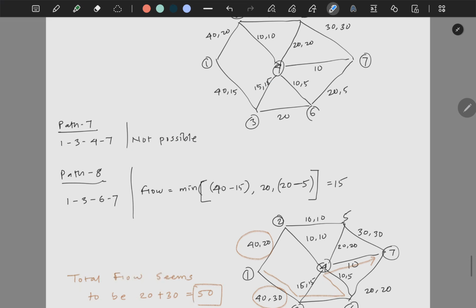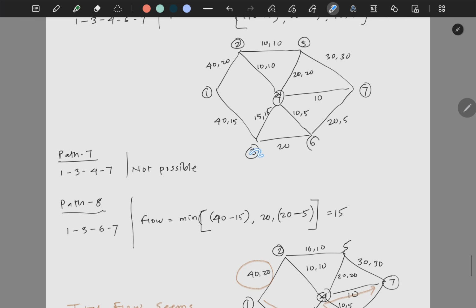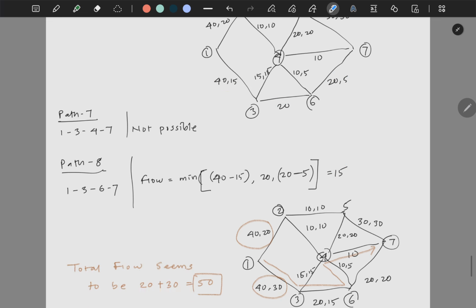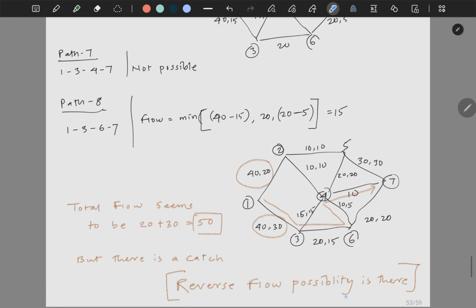Then the eighth path is 1 3 6 and 7. Here if you see, it'll be the minimum of 40 comma 15, 20 and 20 comma 5. So that is 15, right? So 15 liters of liquid will flow through this. So you update it. So this will be 40 comma 30, 20 comma 15 and 20 comma 20, right?